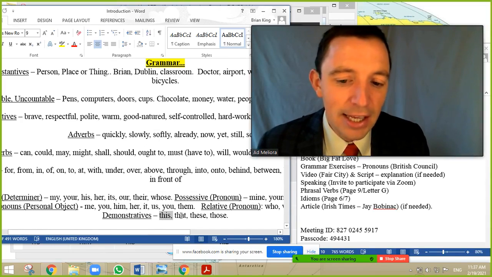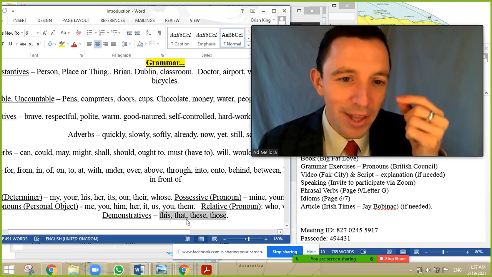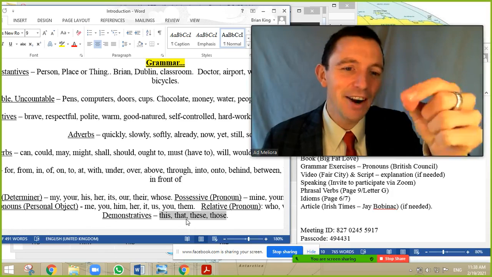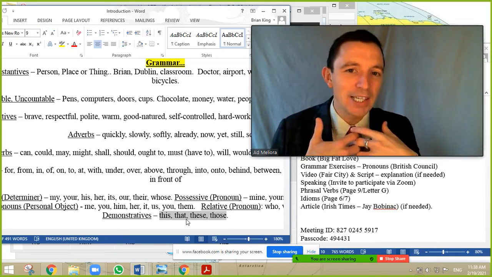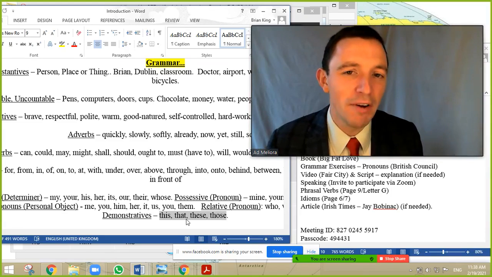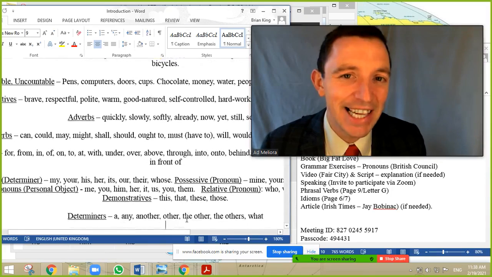Okay, the difference between this, that, these and those. So this is singular here, this pen, that pen is singular away, these pens is plural here, and those pens is plural away. So it is very important the difference between this, that, these and those.